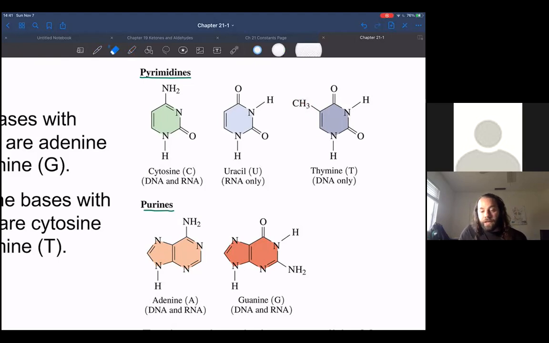I think it's interesting, but the bottom line is cytosine, adenine, and guanine are the same in both DNA and RNA, whereas uracil is only in RNA, and thymine is only in DNA.